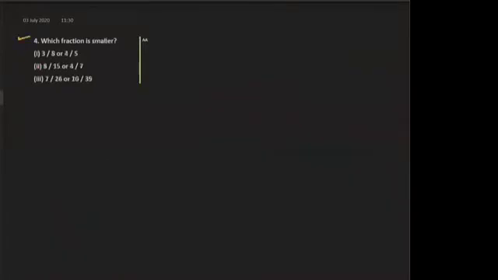Next question. Which fraction is smaller? This is the same question. You have to do the same thing, but this time you have to tell which fraction is smaller. So can you all do this? Now do the first part, 3 upon 8 or 4 upon 5. Which is the smaller fraction? Tell me fast.